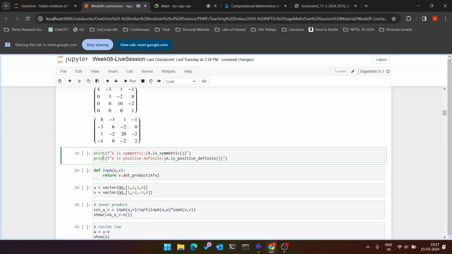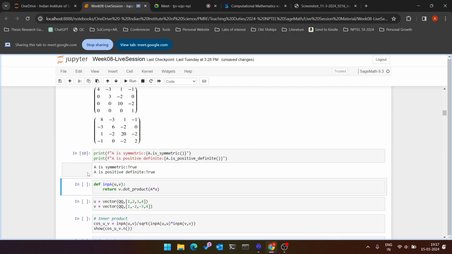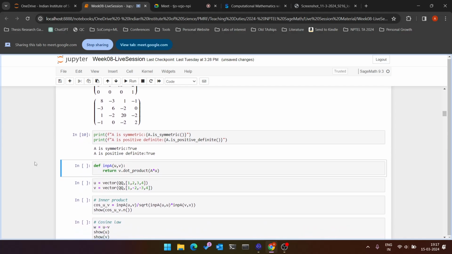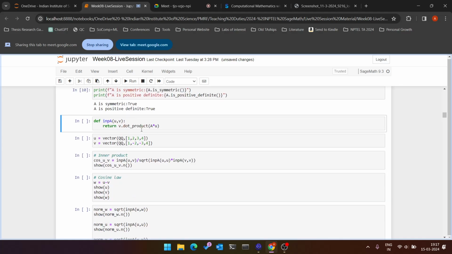Just to check if A is both symmetric and positive definite, I'll be using the A dot is symmetric and A dot is positive definite methods on the matrix A. If I print out the output, I see that A is both symmetric as well as positive definite. Next, I define the inner product in the way that has been defined to us. Inner product A of u comma v is basically the dot product of vector v with A into u.